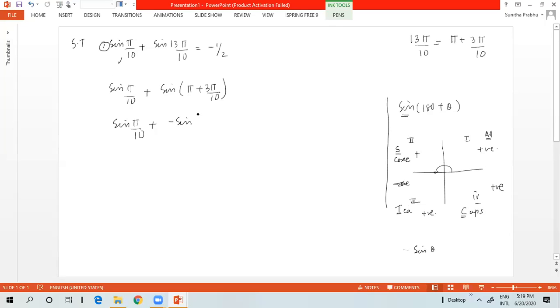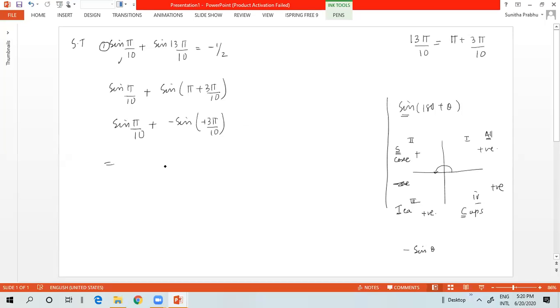Correct, Keshav? Keshav, am I correct? In the end, your voice broke off. Okay. So I'm just saying it is going to be minus sine theta, right? Yes, sir. So sine of pi plus, minus sine 3 pi by 10.